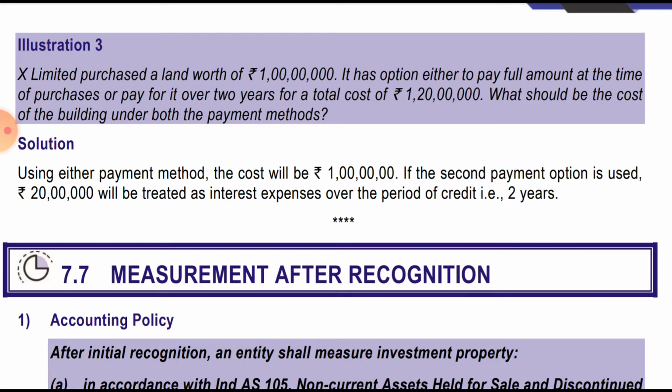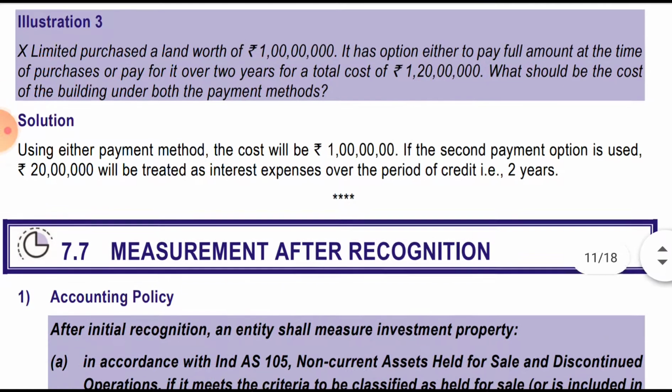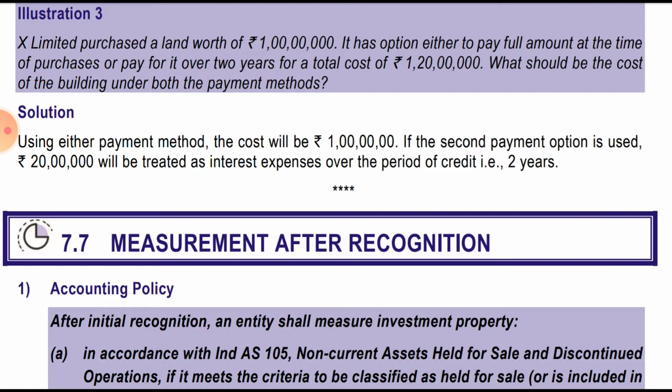The cost of the building will always be 1 crore. The 20 lakh will be treated as an interest expense and charged over the period of 2 years in the profit and loss account. So using either method, the cost of the investment property that X Limited is incurring will be 1 crore rupees. If the second payment option is used, 20 lakh will be treated as interest expense over the period of credit, that is 2 years.